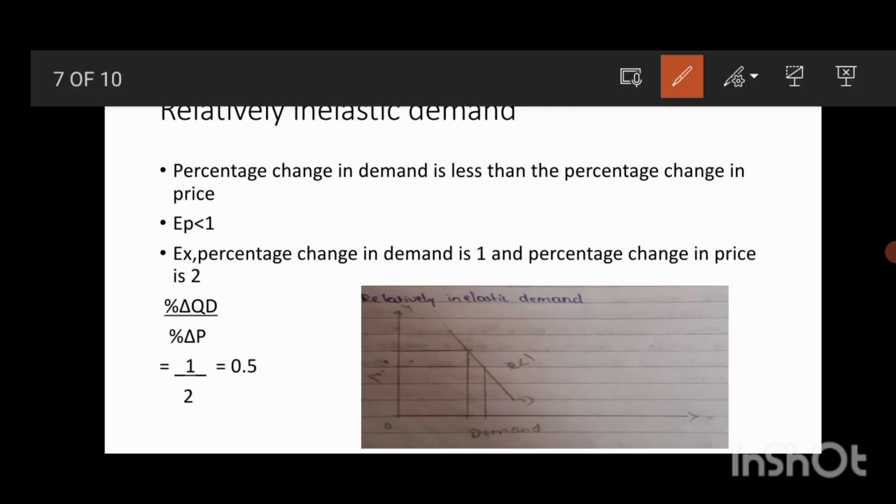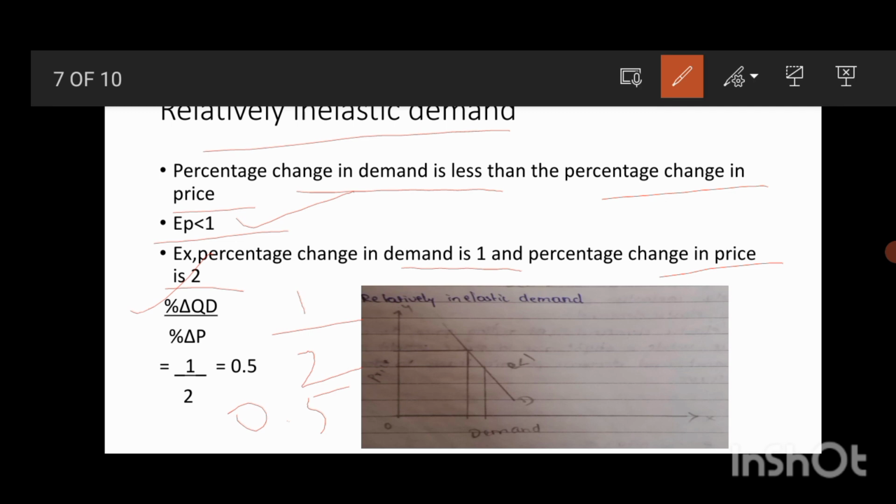Now relatively inelastic demand: percentage change in demand is less than the percentage change in the price. So here price elasticity of demand is less than 1. So percentage change in demand is 1 and percentage change in the price is 2. You have to apply this formula and solve. At that time you will get 0.5, which is lesser than 1. So here price elasticity of demand is lesser than 1, so it is relatively inelastic demand.